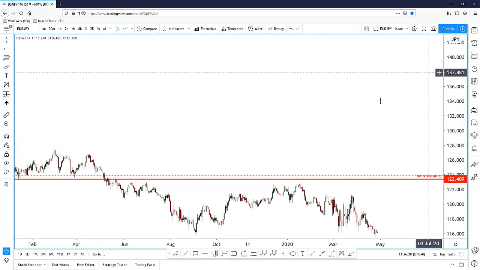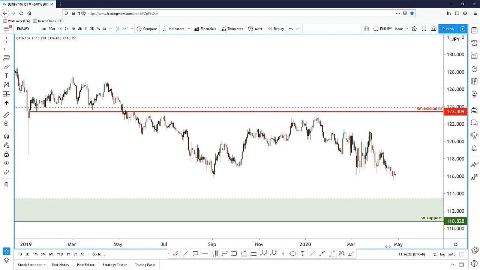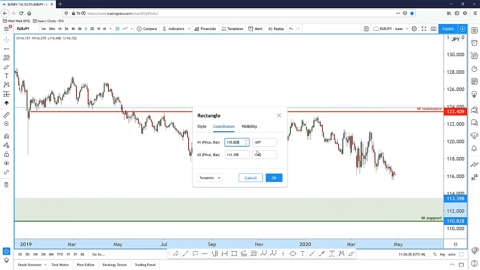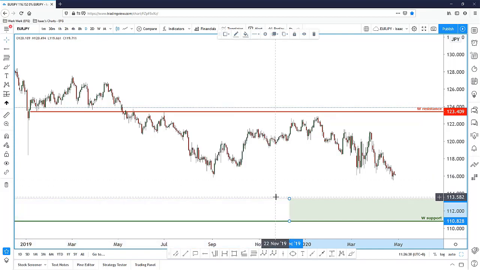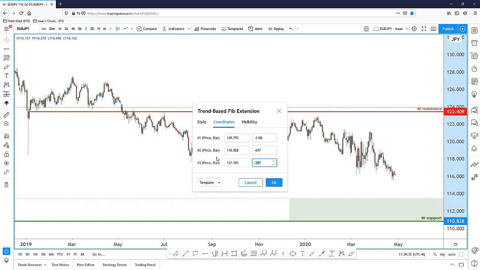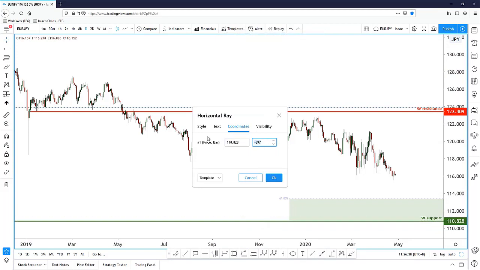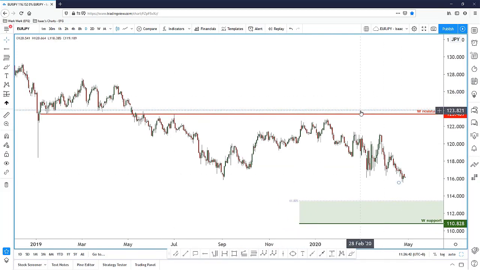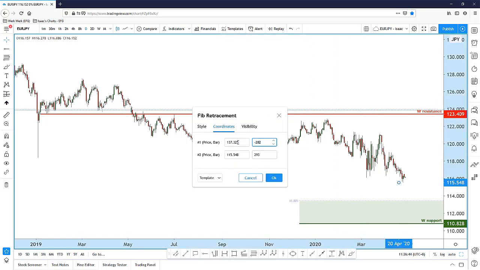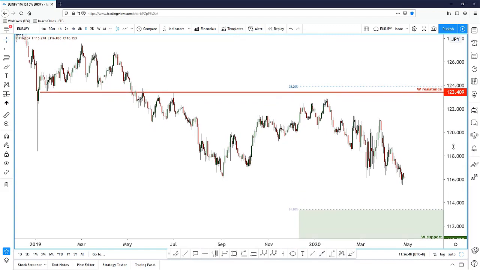Now on the daily, let me just tidy up this chart so it's easy for you guys to see. Again, I just want to tidy this up. This is our daily chart.